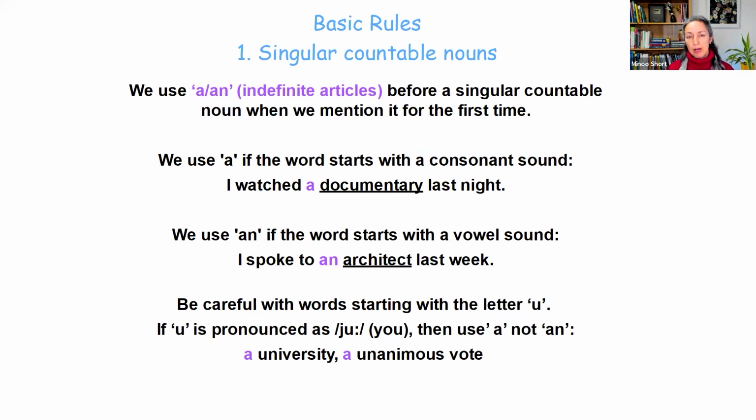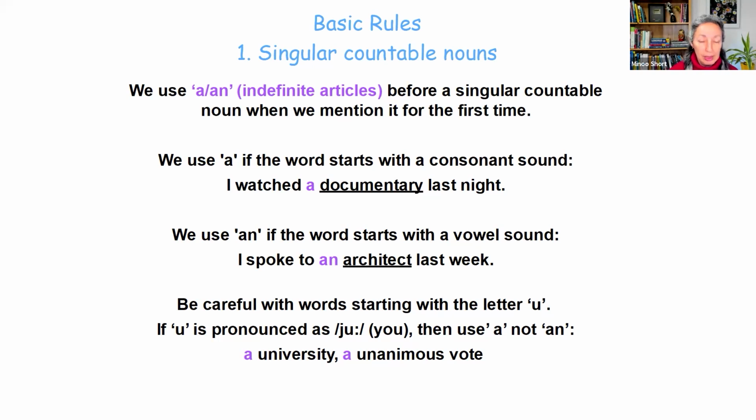As you know, articles always come before nouns. Now, we have different types of nouns. So let's start by looking at singular countable nouns. We use a or an, and these are indefinite articles, before a singular countable noun when we mention it for the first time. We use a if the word starts with a consonant sound, and we use an if the word starts with a vowel sound. So, for example, I watched a documentary last night, but I spoke to an architect last week.